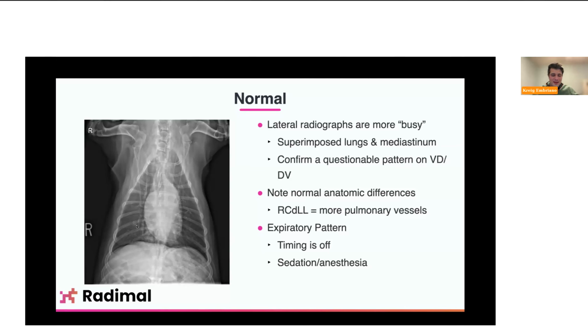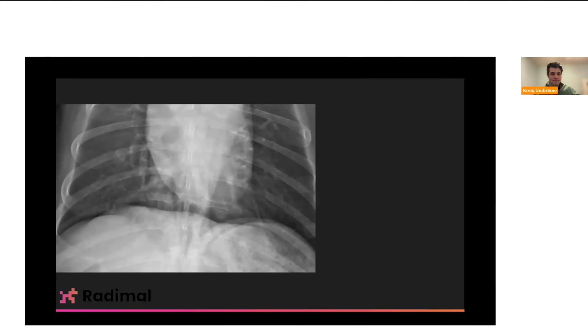Another thing to remember is that the right caudal lung lobe has the most vessels, especially in the medial portion here next to the caudal vena cava, because it's one of the biggest lung lobes. And so it's going to need the most perfusion. And so it will look relatively busy over here in the medial aspect of the right caudal lung lobe. And if you get an expiratory pattern, that can affect how we interpret things. That can be because the timing is off with the dog's respiration, it could be panting, could be sedated or under anesthesia. If the dog's really obese or Pickwickian or has upper airway collapse, those are pathologic reasons for not being able to inspire and having an expiratory pattern.